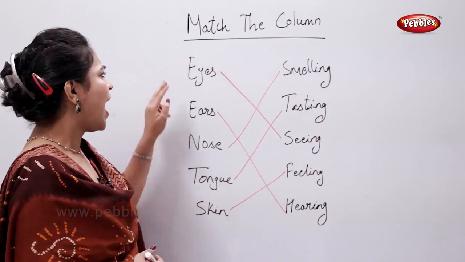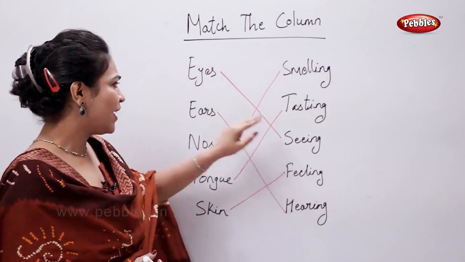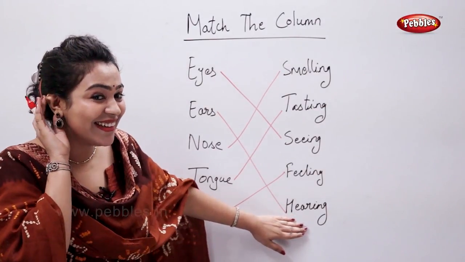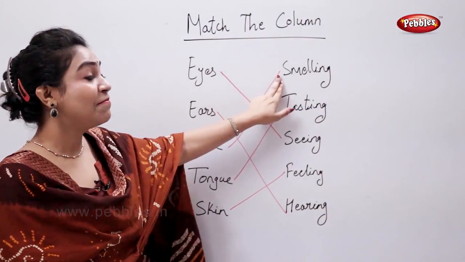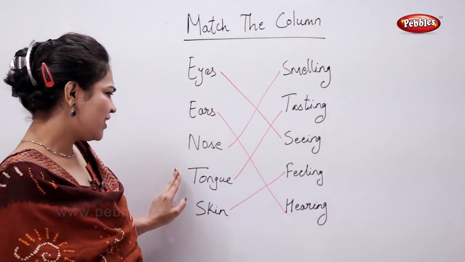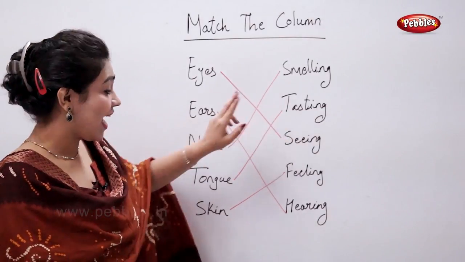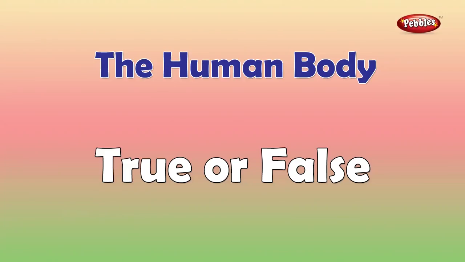So, eyes for seeing. Ears for hearing. Nose for smelling. Tongue for tasting. And skin for feeling.